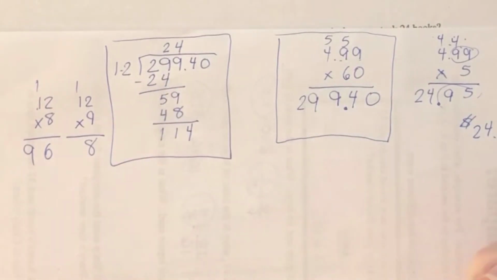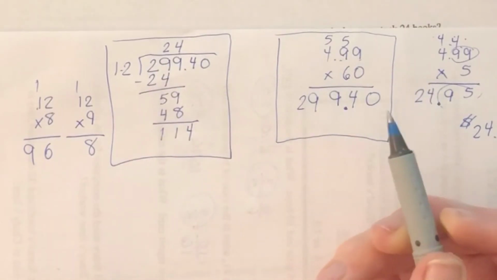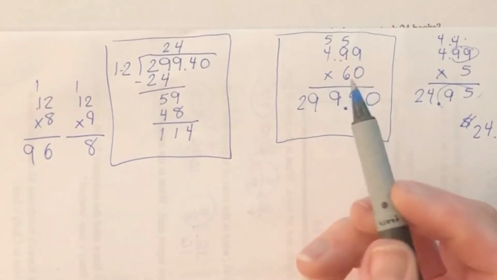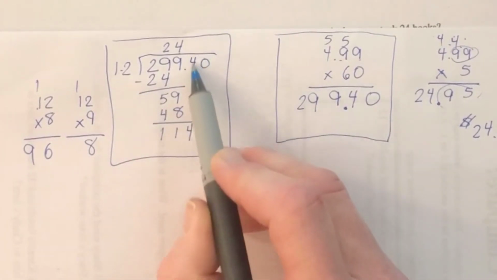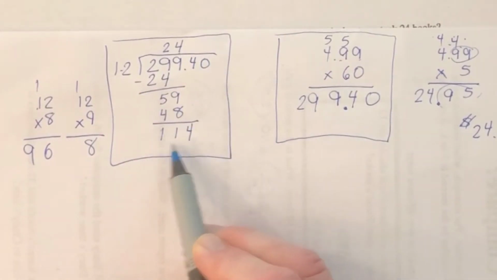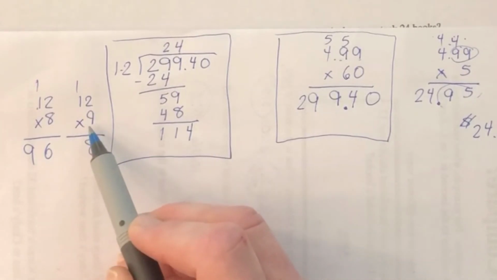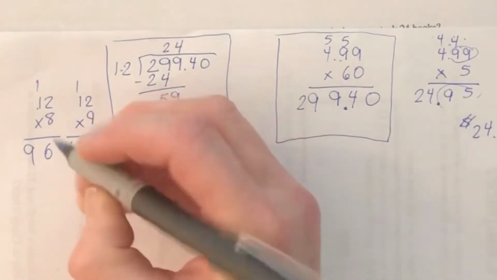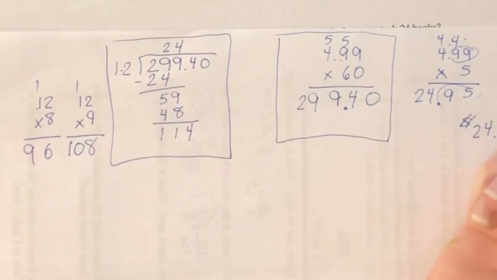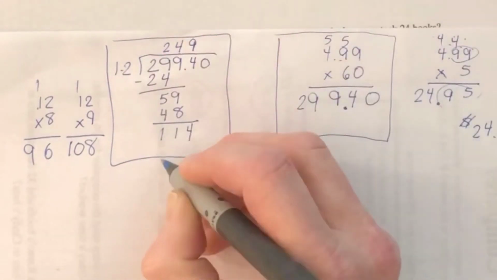$299.40 divided by 12. I started off, I got 24. That's right, I didn't finish, so let's go ahead and finish now. So we want to know how many times 12 goes into 114. And I was trying out 12 times 9, 10. So it's going to be 9 times. 9 times 12 is 108.